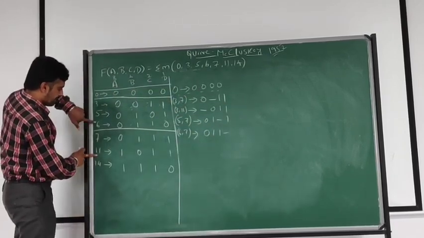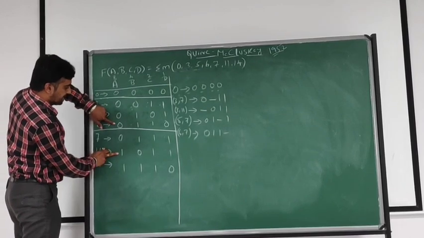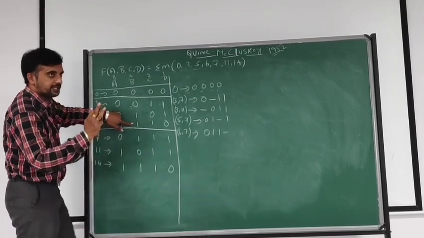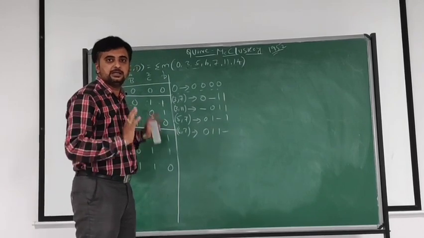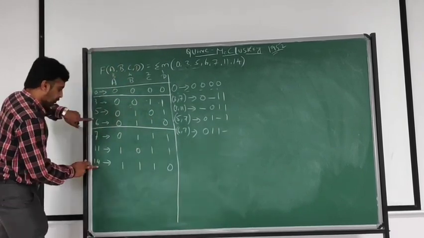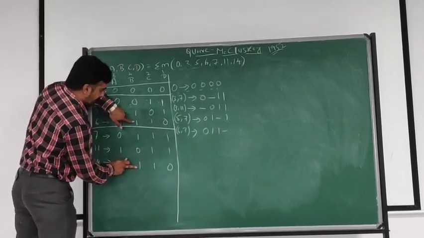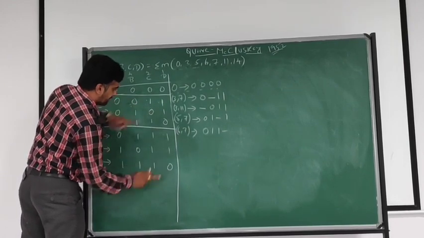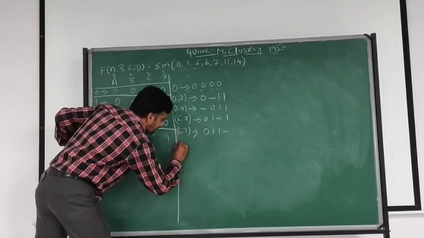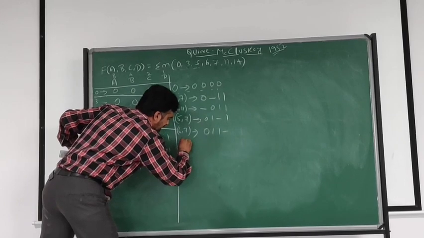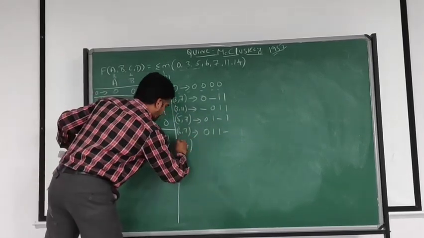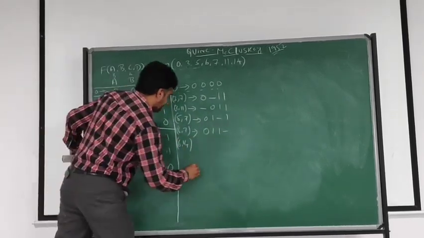Next, 6 and 11: 0, 1 switching, 1, 0 both the values are switching. So we have to ignore those values. Next, come for 6 and 14. 0, 1 switching, 1, 1 same, 1, 1 same, 0, 0 same. So 6, 14 is acceptable. 6, 14 gives dash 1, 1, 0.